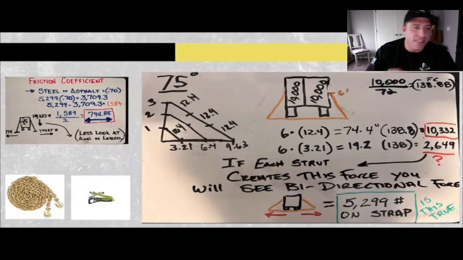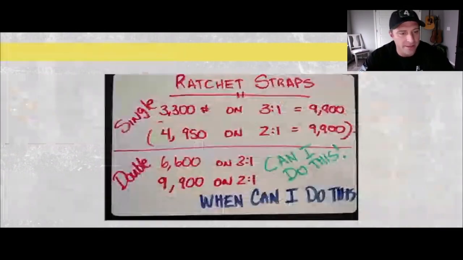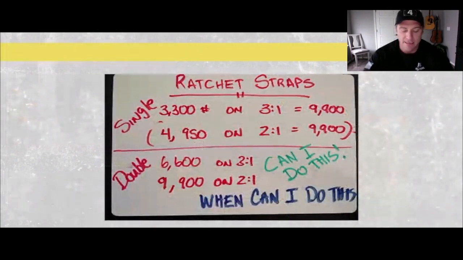Now, friction changes. Steel to asphalt, this could be steel to snow. So I still have to look at, okay, if it was steel to snow, that reduces that down. Let's say that I find an environment with 0% friction, and I actually do have 5,299 pounds. Well, how do I deal with it? Can I get away with a double ratchet strap with 6,600 pounds and a 3-to-1 safety factor?